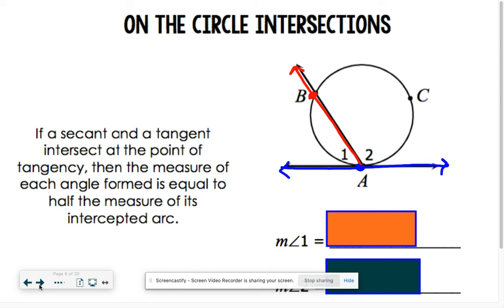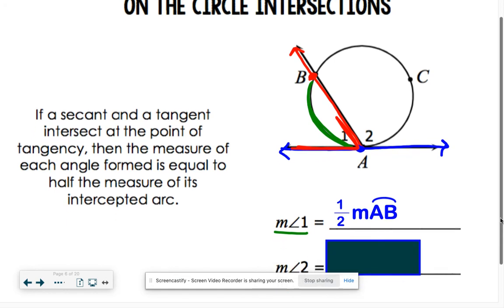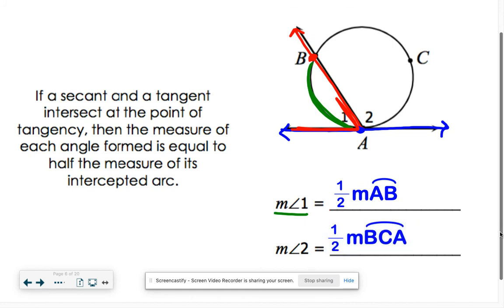And when this happens, if you wanted to find the measure of angle 1, you take half the arc measure. So angle 1, formed right here, take half of its intercepted arc. So half of AB would give you the measure of angle 1. Just like if you want to find the measure of angle 2, I trace out angle 2 right here, you take half of its intercepted arc, which would be BCA. This time you're just taking half.